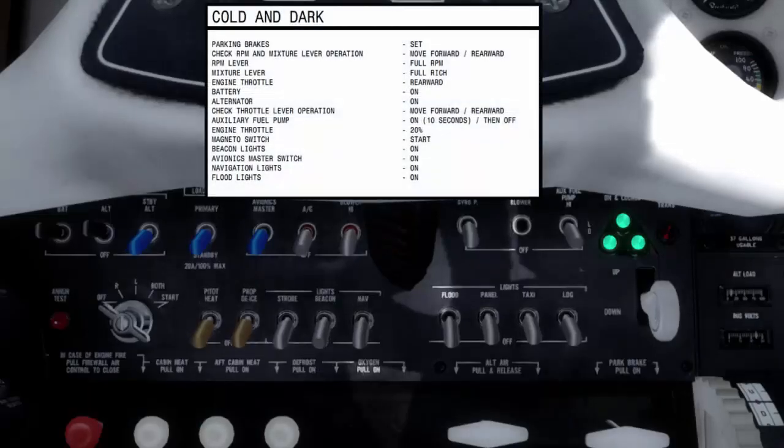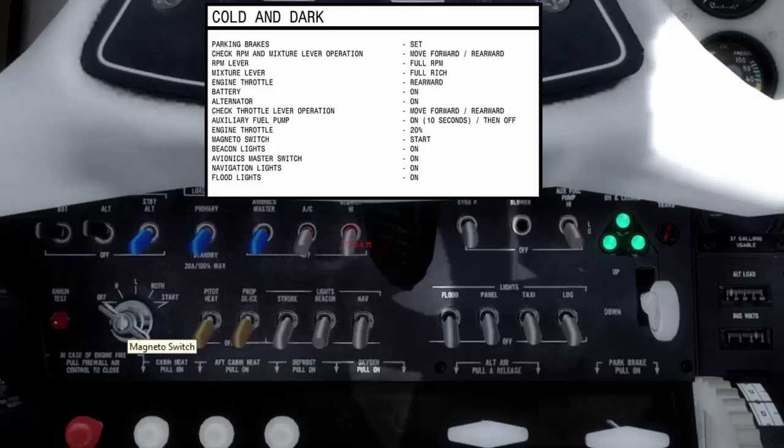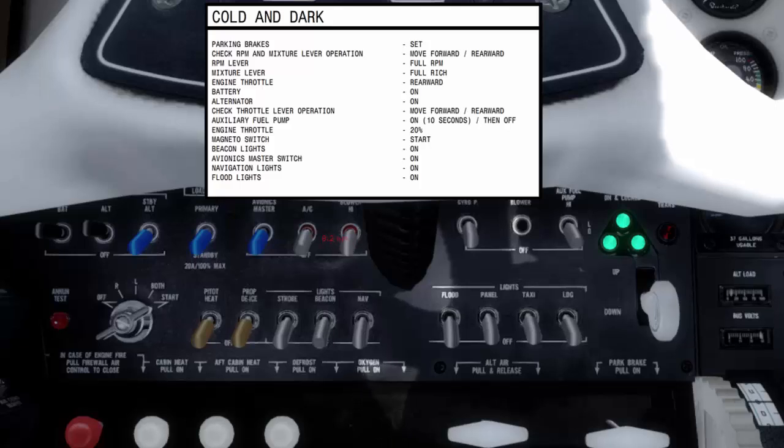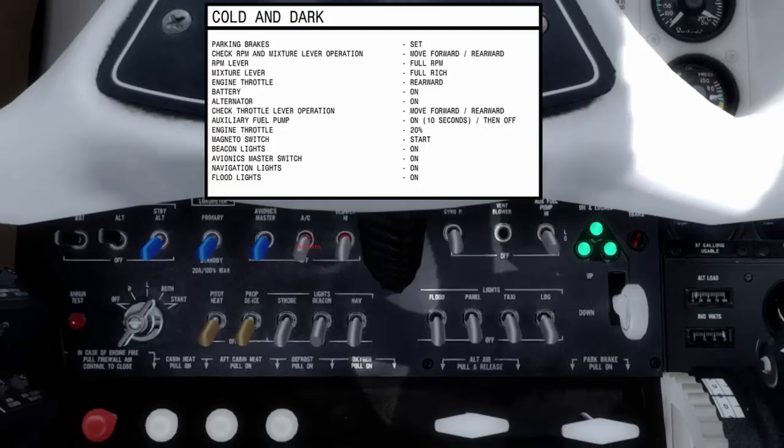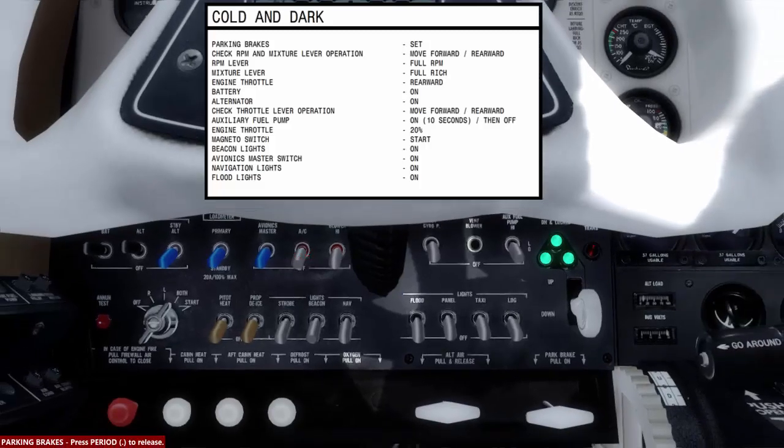Okay, so you have to do that, and then is when we can move the magneto switch and listen to the magic. And the magic is that the engine is starting. Okay, so right now we have the aircraft operating, we have the aircraft properly started.